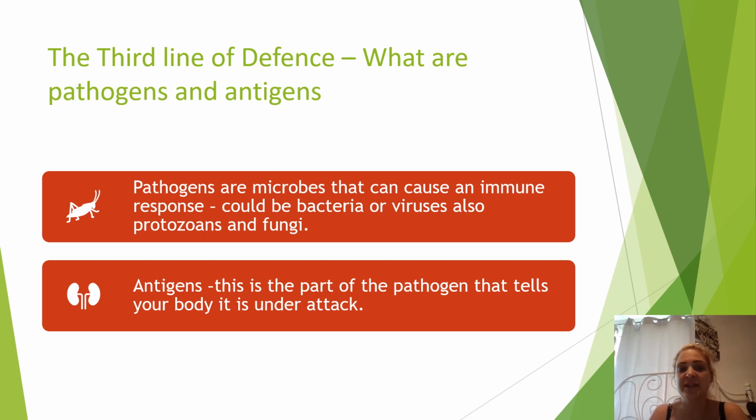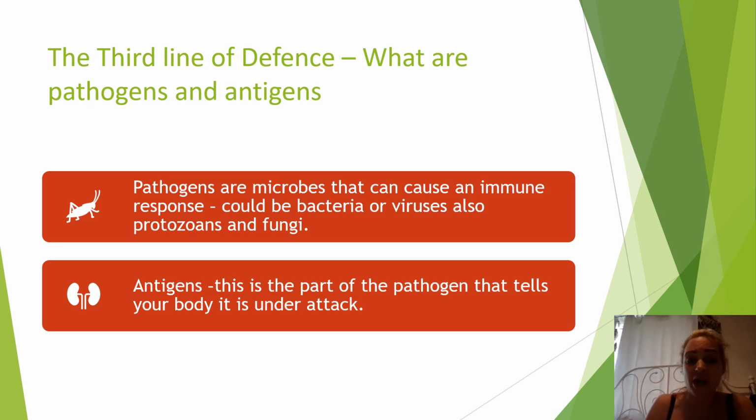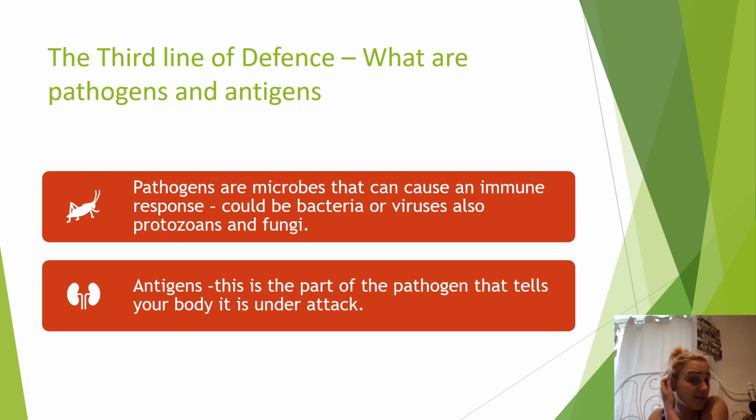The third line of defence. What are pathogens and antigens? Well, pathogens are microbes that can cause an immune response. Could be bacteria or viruses, also protozoans and fungi. Antigens are the part of the pathogen that tells your body it is under attack.